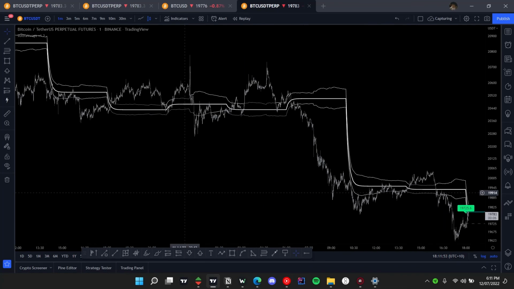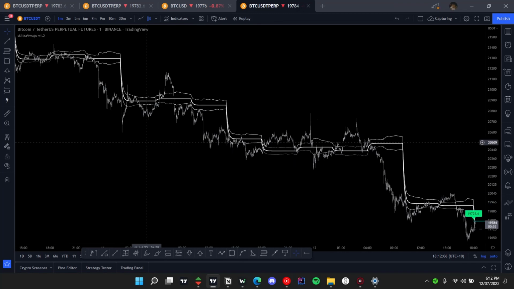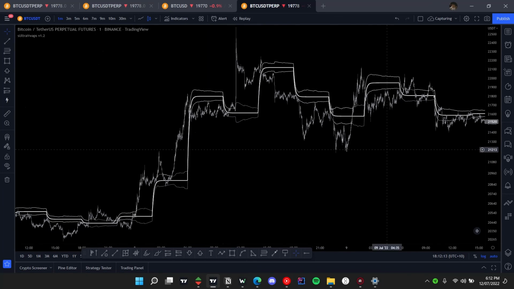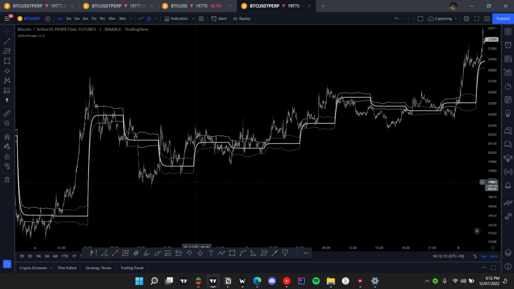Okay, so that's about it. Let me know how you would like to use this indicator, or if there are any particular options that you'd like me to introduce in a future video. The possibilities of this indicator are limitless. Next video I'll show you how to use it for swing trading.